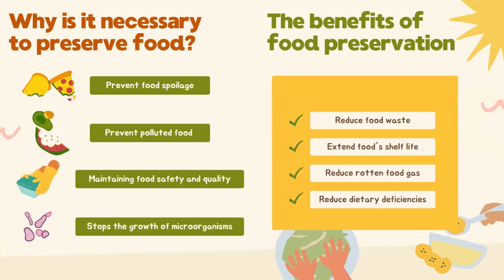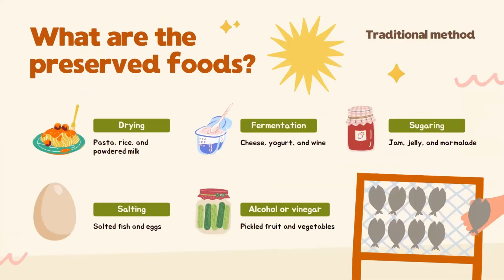Why is it necessary to preserve food? The first reason is to prevent food spoilage. Second, prevent polluted food. Third, maintaining food safety and quality. And fourth, stops the growth of microorganisms. There are also the benefits of food preservation: reduce food waste, extend food shelf life, reduce rotten food gas, and reduce dietary deficiencies. And what are the preserved foods?